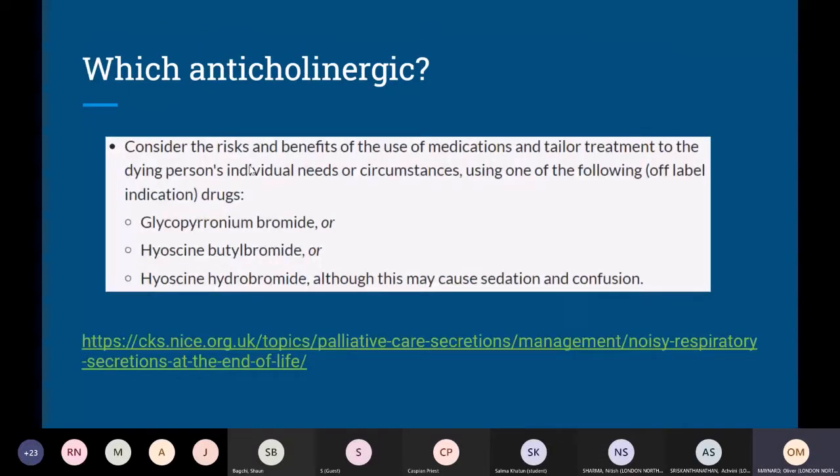So the question then goes into which anticholinergic we use. Glycopyrronium, hyoscine butylbromide, and hyoscine hydrobromide are the mainstays of treating respiratory secretions in palliative care. All of them can be used. All of them are very efficacious and work very well. However, as you'll see here, hyoscine hydrobromide, we've started to reveal the answer, can cause sedation and confusion.